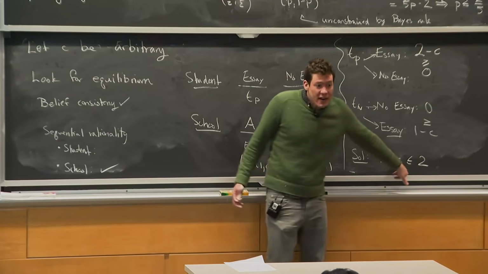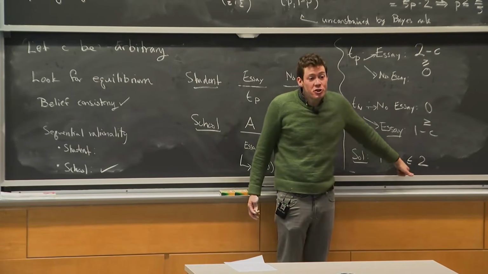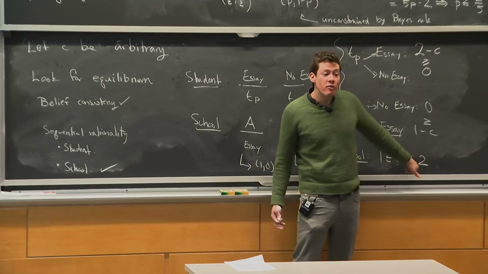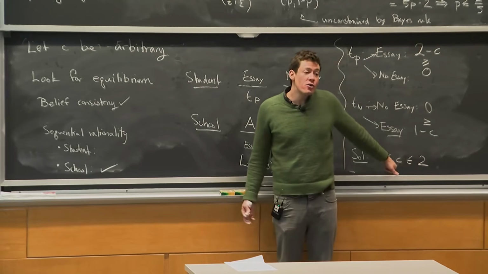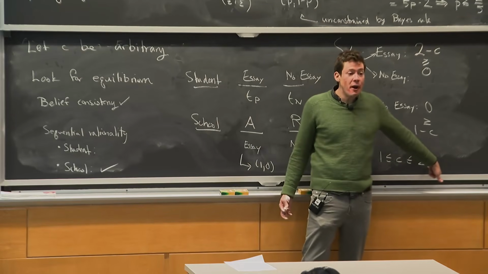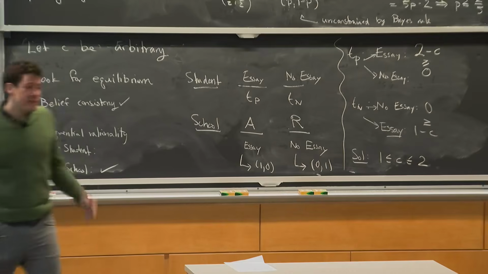So if you think of the school as, this is a broader question about the game, you could think of the design question. If the school can choose C by choosing how hard the essay is, they might want to choose the essay to be of moderate difficulty. It's hard enough to deter the uninspired students from applying, but easy enough that the inspired students would still apply. And I think that's exactly what admissions offices and jobs think about.